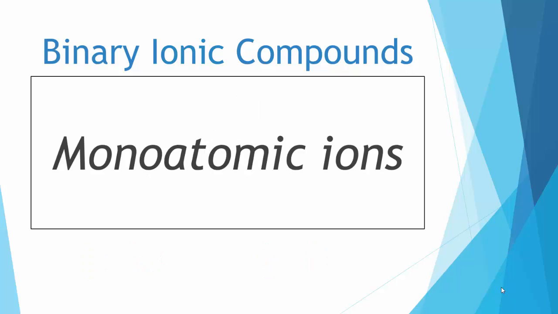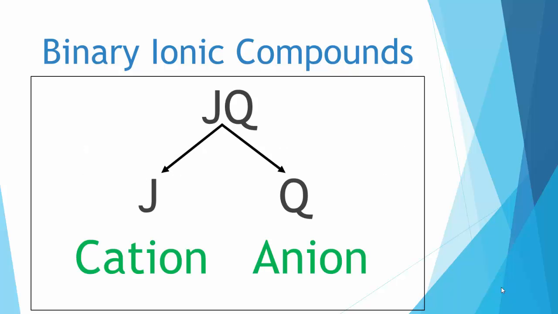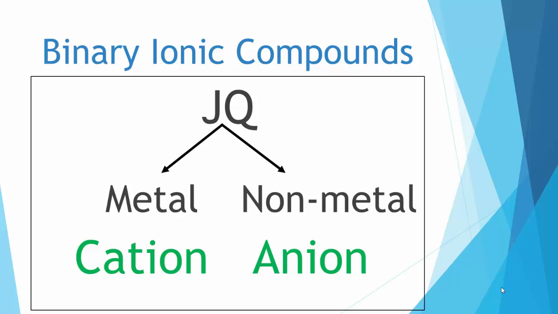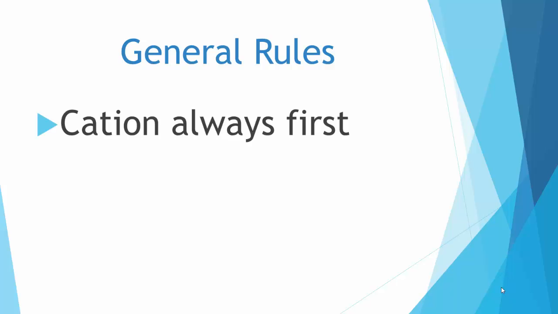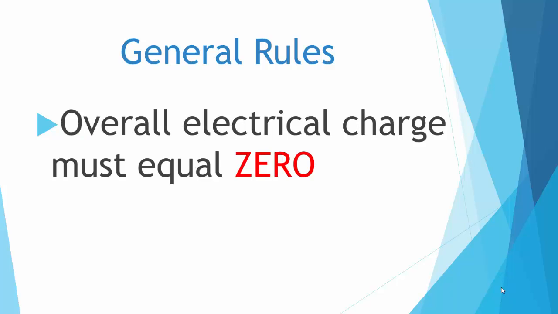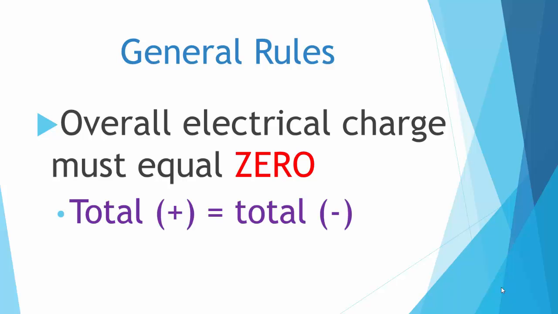And as I said, we're going to be dealing with monoatomic ions because it's easy to start with. So when you take a look at this separation into the two components, it turns out that J, the cation, will always be a metal, and Q, the anion, will always be a nonmetal. So there are your two components, metal and nonmetal. And there are two general rules for naming any ionic compound. The first is that a cation always goes first, and the overall electrical charge of the entire formula unit must equal 0. The total positive charge must equal the total negative charge for each formula unit.